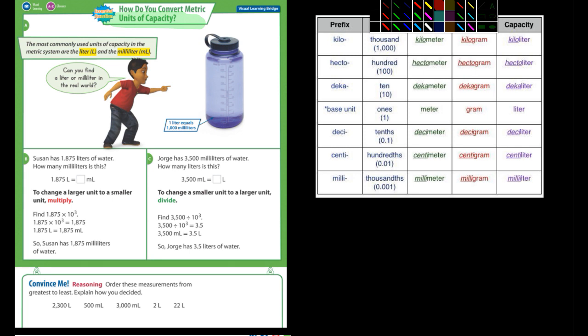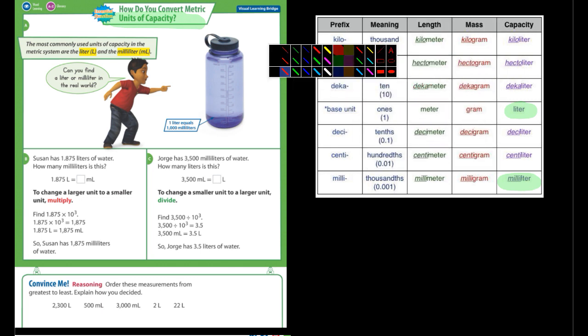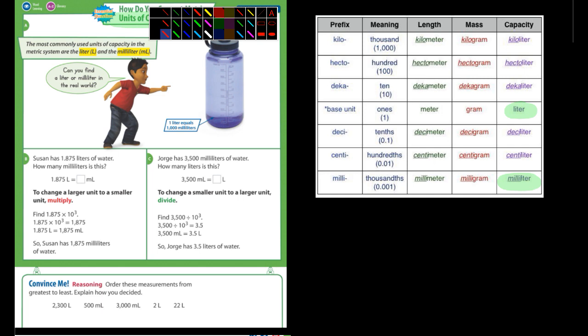And so I pulled out a chart here off the internet, and here you can see a milliliter at the very bottom. And then right in the middle here is liter. And so this is really the only column that we're concerning ourselves with here. This one right here. Okay. And only two, milliliter and liter.